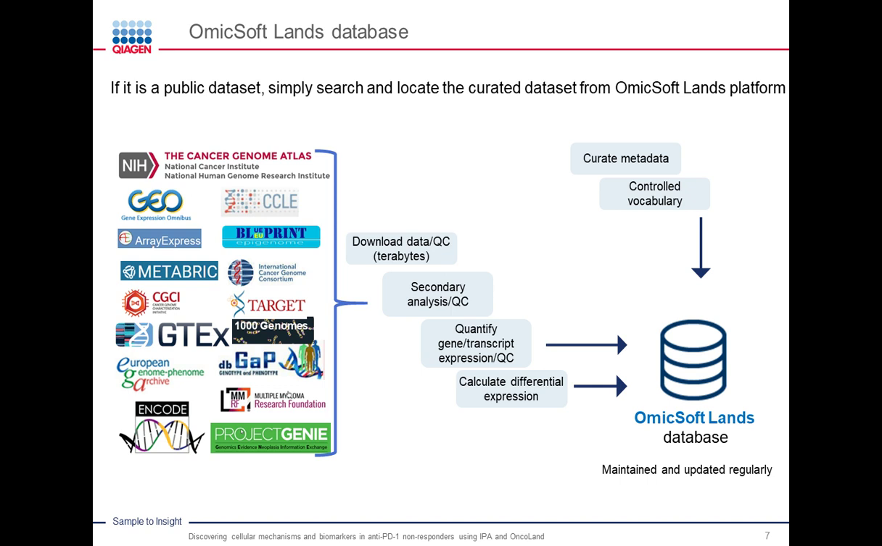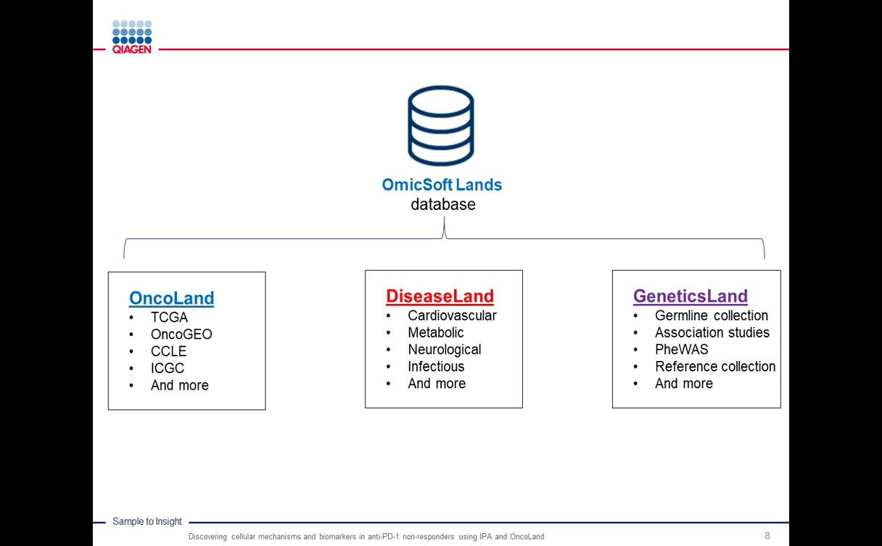So our team has gone through all of these different public sources on the left-hand side and curated a lot of data and metadata. Furthermore, all of this expression data from public sources is passed through the same pipeline, so the user can do cross-project and cross-collection comparison. All of this is stored in the Omics Lens database, which is the image on the lower right corner. And this database is maintained and updated regularly.